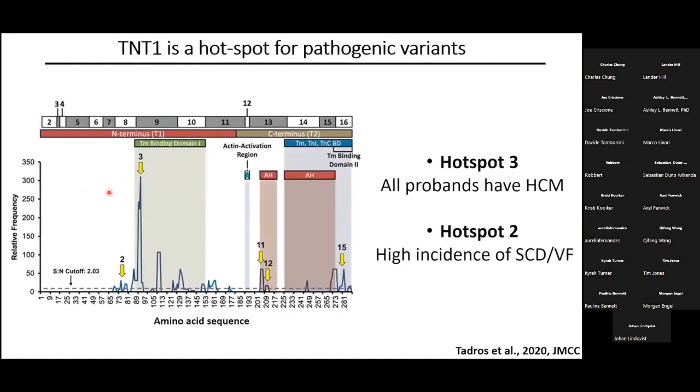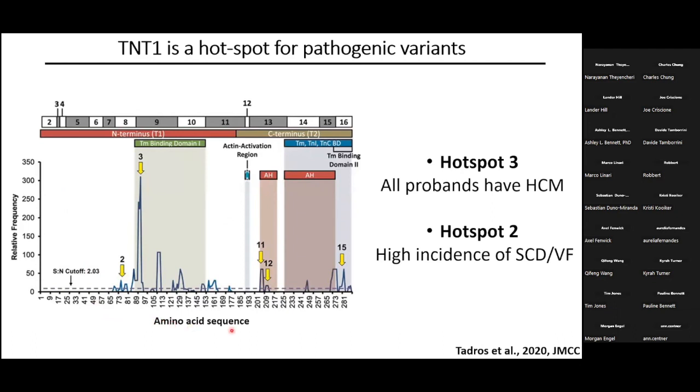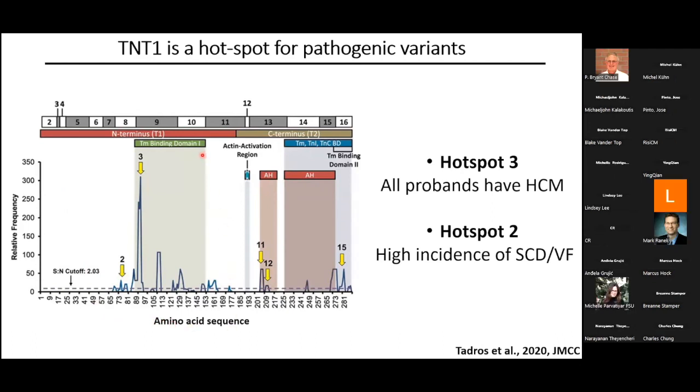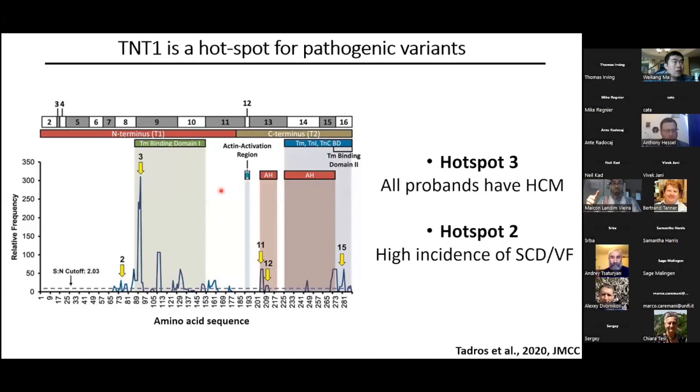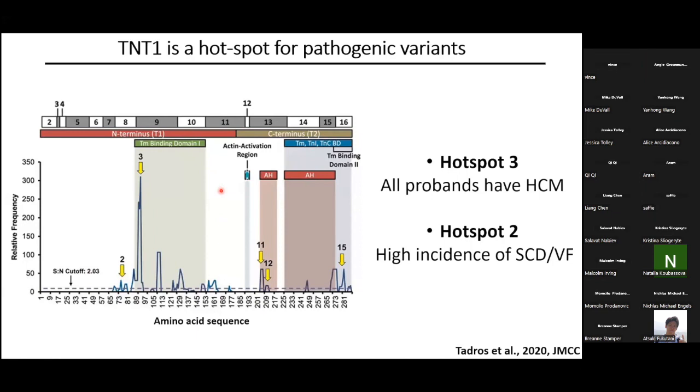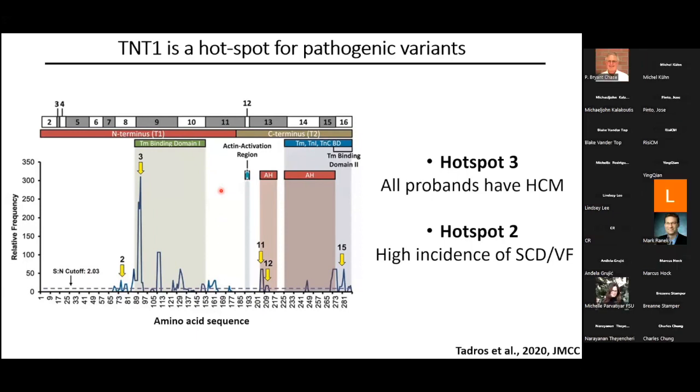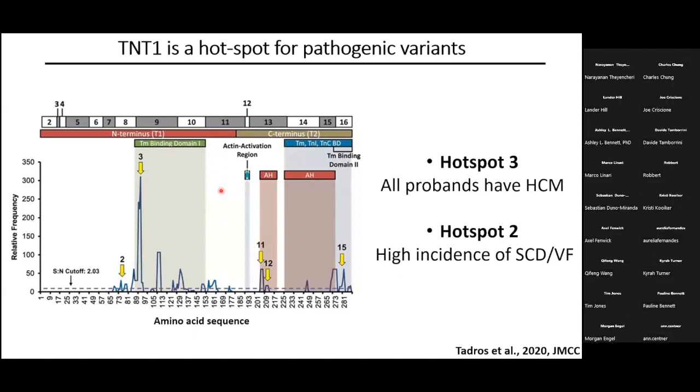Previously, our group published a meta-analysis study that concluded that TNT1 is a hotspot for pathogenic variants. We show here the relative frequency of variants in troponin T mapped against amino acid sequence, location, and domain. Compared to other regions of troponin T, there is a high frequency of variants in the troponin T N-terminal domain. In general, the variants in cardiac troponin T carry a poor prognosis for the patient and are associated with high risk of sudden cardiac death.